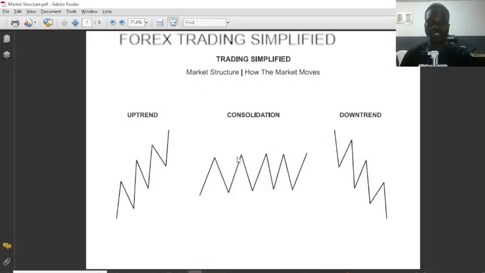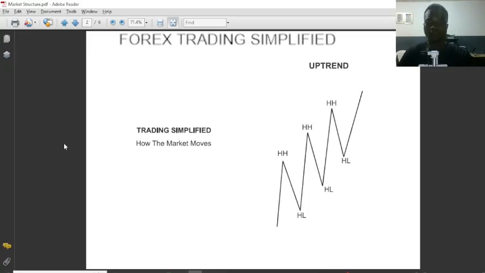All right, so this is market structure. This is how the market actually moves. As a beginner trader, you need to understand that the market moves in three different phases. Number one is during an uptrend. That is when the market is buying upward. And number two is during consolidation. During consolidation, this is when the market doesn't have a direction. All right. Then the third one is during the downtrend. Now, I'm going to explain the uptrend.